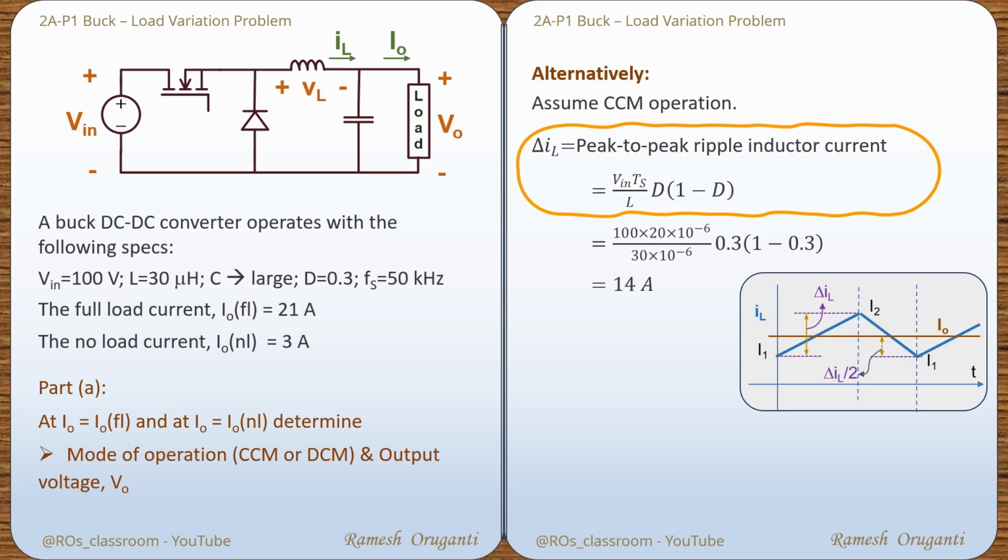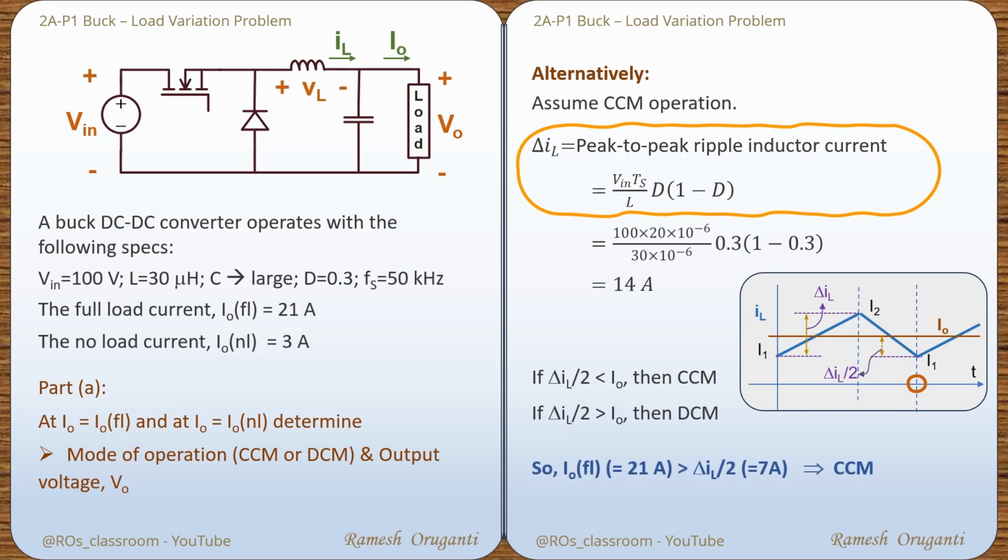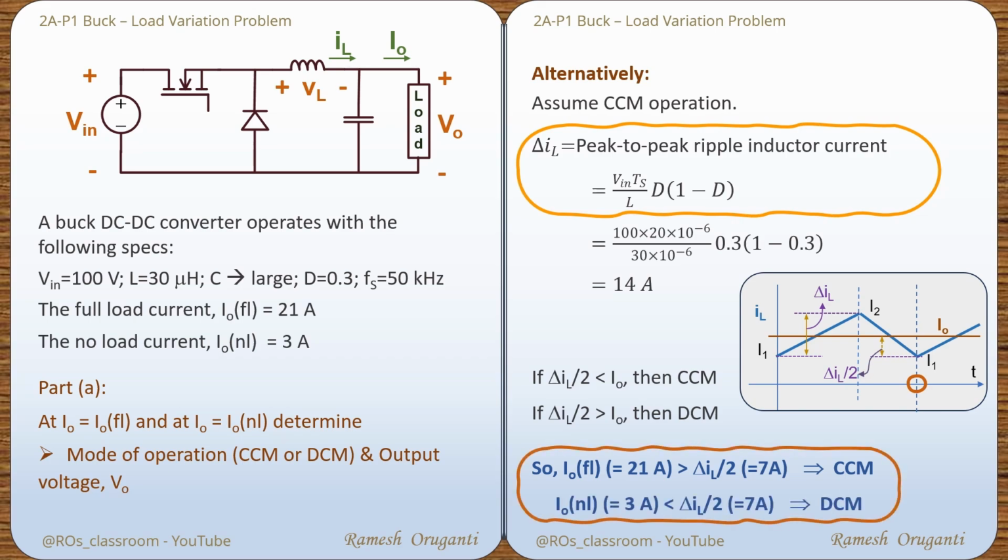From the figure, you can see that delta IL by 2 cannot be more than I0 because under CCM, I1 cannot be 0 or less than 0. So for CCM operation, delta IL by 2 must be less than I0. If delta IL by 2 is more than I0, then it is DCM. I0 FL is 21 amperes, which is more than 14 by 2, so that is CCM. I0 NL is 3 amperes, that is less than 14 by 2, so that is DCM.